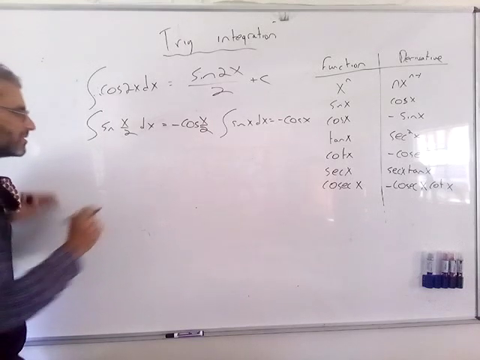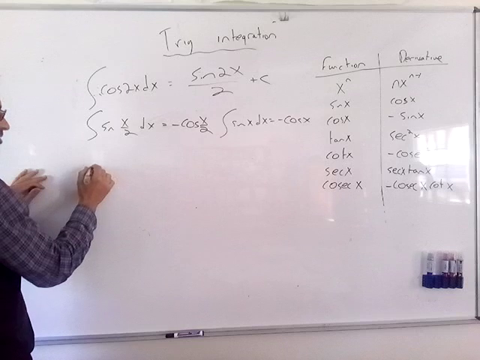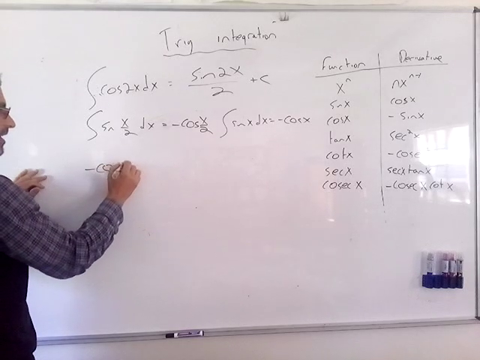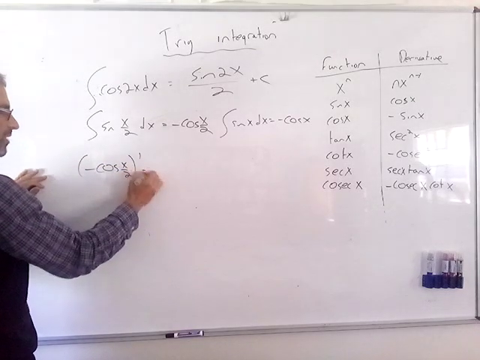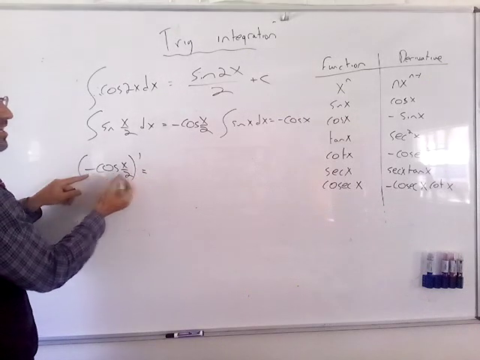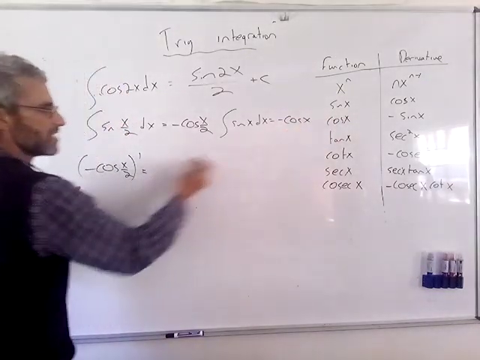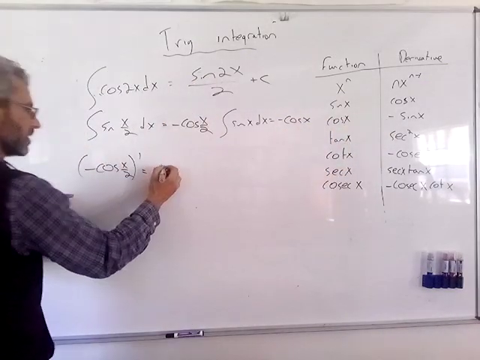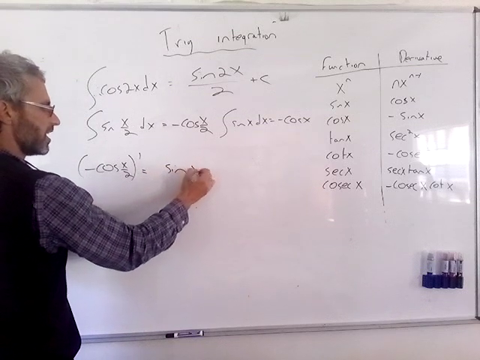Let's just see why. If I take this, I do the derivative of minus cosine x over 2. Well, minus cosine x becomes sine x, right? I put a minus here, so I'll get rid of that minus. So it's going to be sine x over 2.